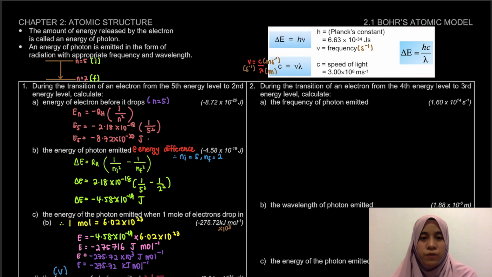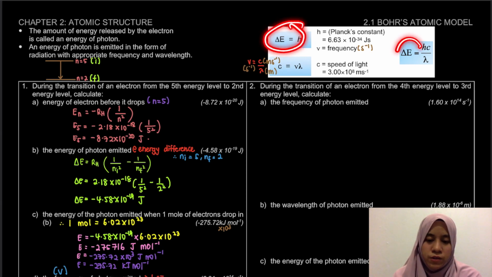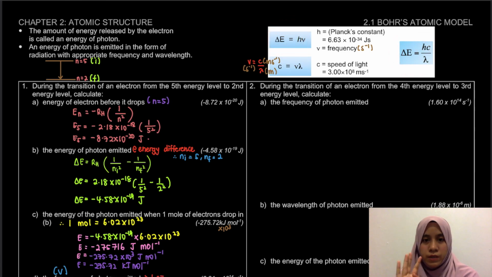As we have mentioned before, when the energy is emitted in the form of light or photon, there is a specific wavelength or frequency associated, so we can use this formula. So there are 4 formulas that you have to memorize by the end of the examples on page 3.